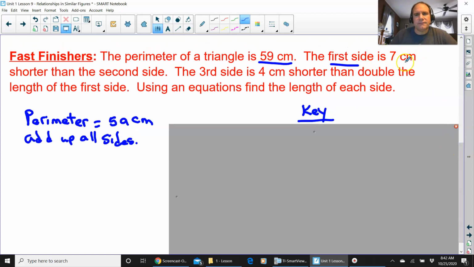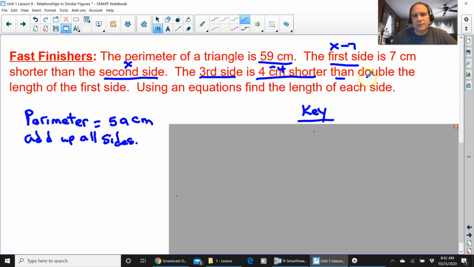So the second side is X. The first side is 7 shorter than X. So how do we write that? 7 shorter than X, X minus 7. The third side is 4 minus 4.